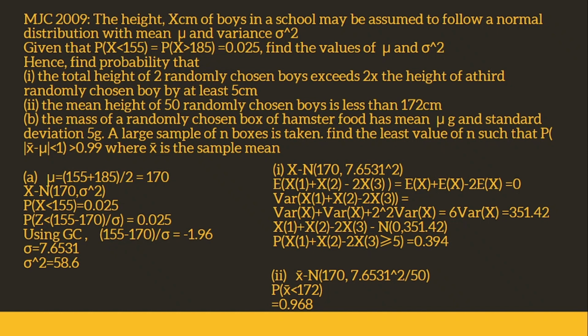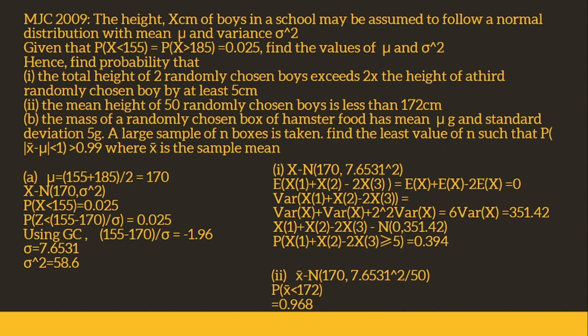So we look at the first part first, finding the mu and the sigma squared. Like in the previous part, because P(X < 155) is the same as P(X > 185), we use symmetry to find that the mu is 170. Then we look at P(X < 155), which has a probability of 0.025. So we're going to standardize it: 155 minus our 170 divided by sigma. Use GC to inverse norm. You'll find that the expression 155 minus 170 over sigma is minus 1.96. Solve for sigma squared, you get 58.6.